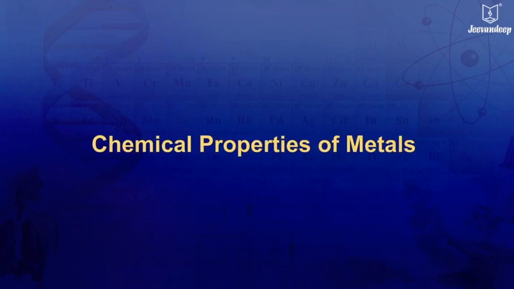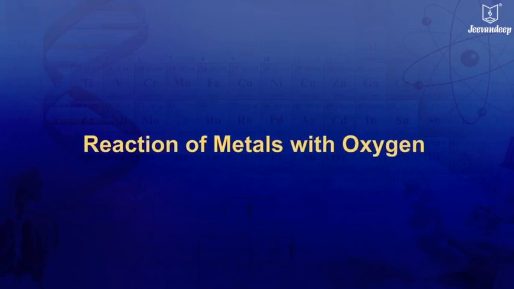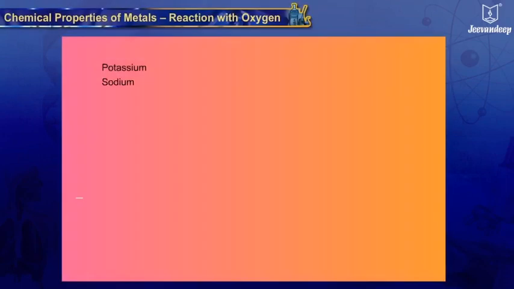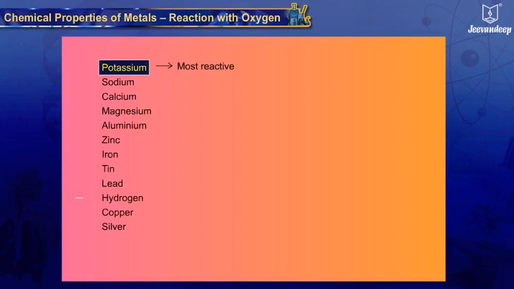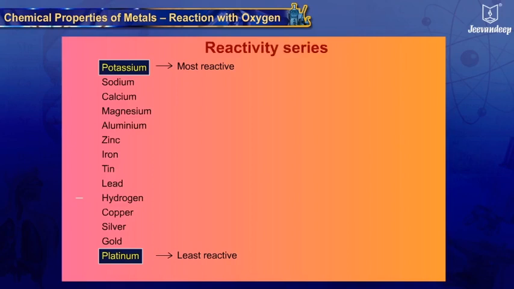Chemical properties of metals. Reaction of metals with oxygen. If we put the metals in order of their reactivity, from most reactive down to least reactive, we get a list called the reactivity series. Going from bottom to top, the reactivity of metals increases.